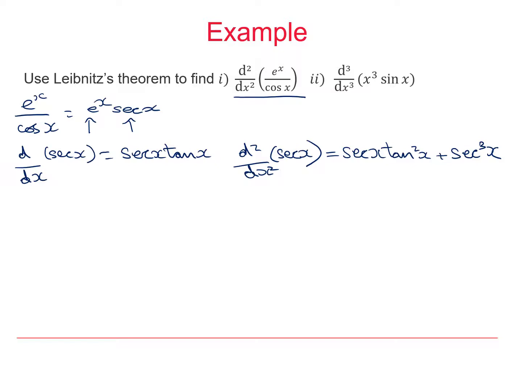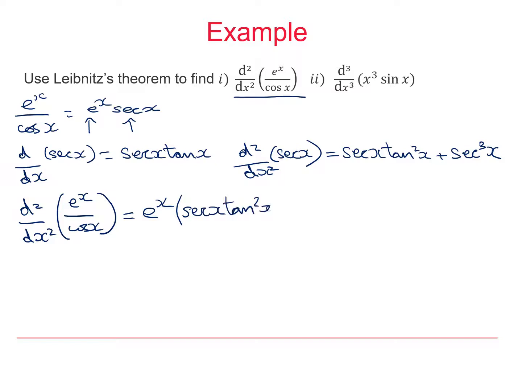So now we've got all the components that we need to put into our formula for the second order derivative. So the second order derivative of e to the x over cos x is going to be e to the x multiplied by the second derivative of sec x, so that's sec x tan squared x plus sec cubed x.